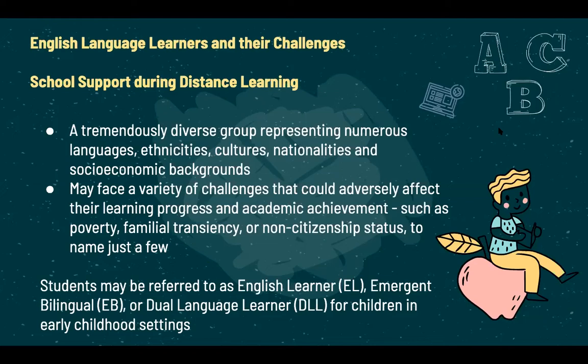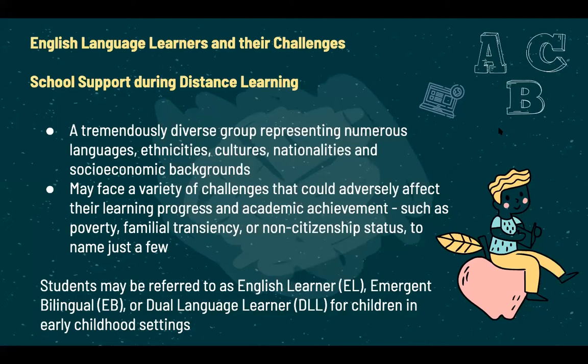Okay, there are a lot of definitions and labels that people use in different schools. So, shortly talking about English language learners, they are a tremendously diverse group representing a number of languages, ethnicities, cultures, nationalities, and socioeconomic backgrounds, right? And ELL students may face a variety of challenges that could adversely affect their learning progress and academic achievements, such as poverty, non-citizenship status, and many other challenges.